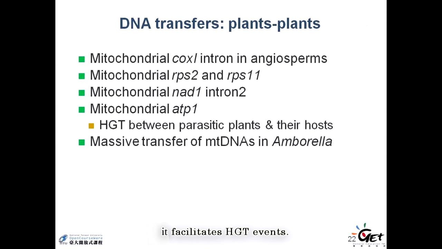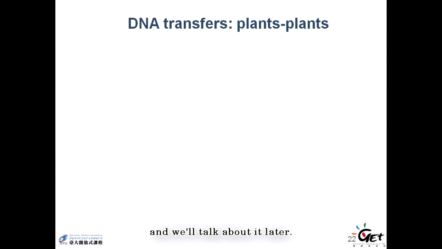facilitates HGT events. And there is some evidence I can show you from some of the old literature, to show how those events were discovered, including the COX-1 intron, RPS2, the NAD1 intron, and ATP1 in parasitic plants. And there's a very special case in Borrelia and Needham, and we'll talk about it later.